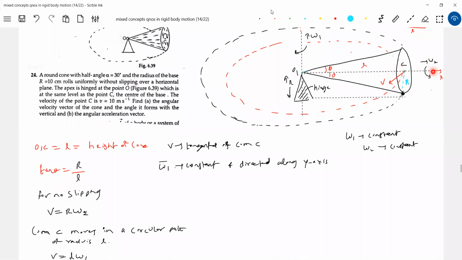It will be along the x-axis. Suppose this is the z-axis out of the plane, so it will lie in the xz plane. Then again at one instant it will be along the z-axis, and somewhere it will be between the xz plane and the minus xz plane. Then at one instant it will be along the negative x-axis, and at one instant along the negative z-axis. Do you agree? If you can get this, the problem is over.